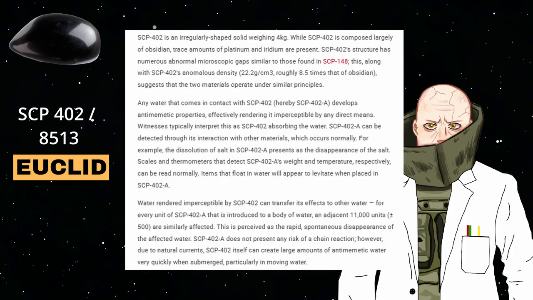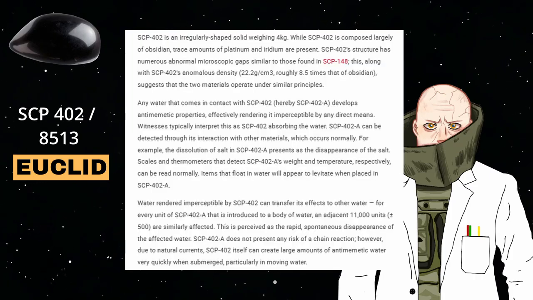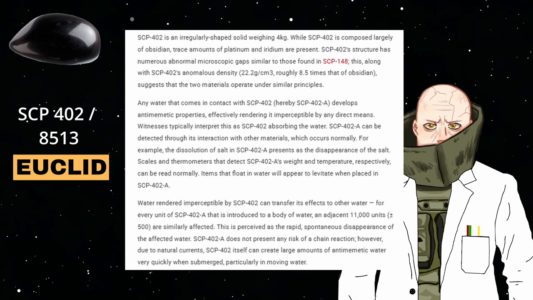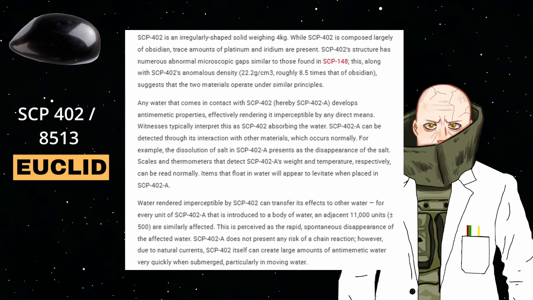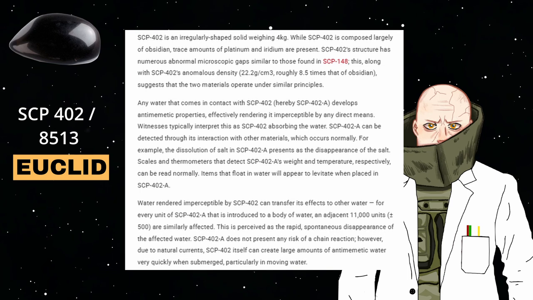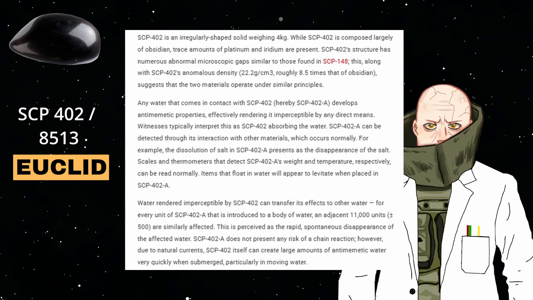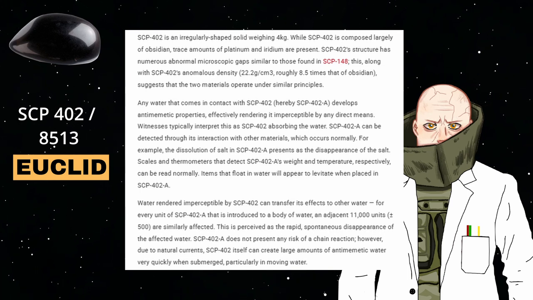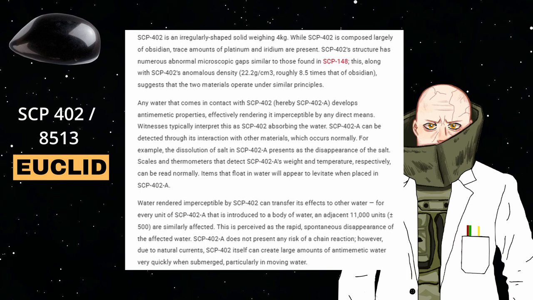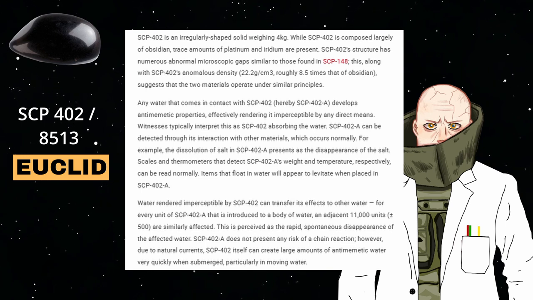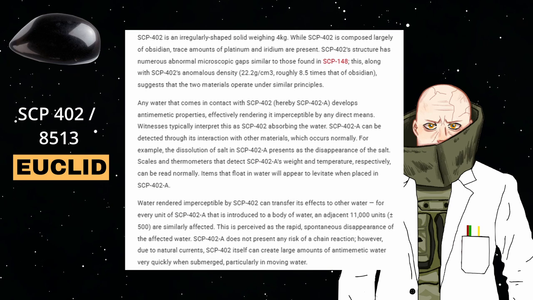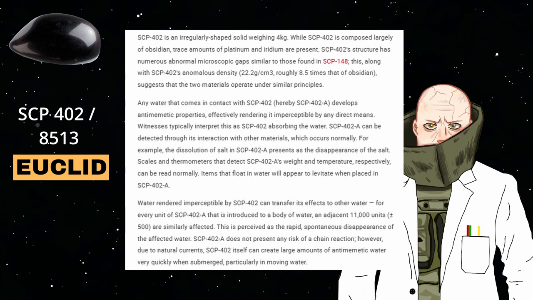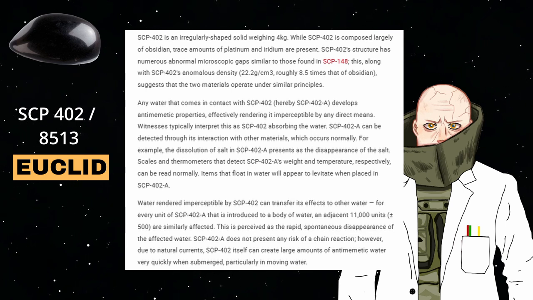SCP-402 is an irregularly shaped solid weighing 4 kilograms. While 402 is composed largely of obsidian, trace amounts of platinum and iridium are present. 402's structure has numerous abnormal microscopic gaps similar to those found in SCP-148. This, along with 402's anomalous density, 22.2 grams per cubic centimeter, roughly 8.5 times that of obsidian, suggests that the two materials operate under similar principles.